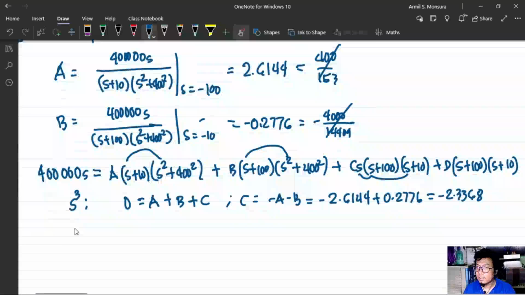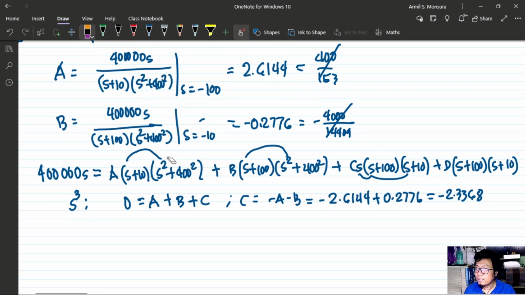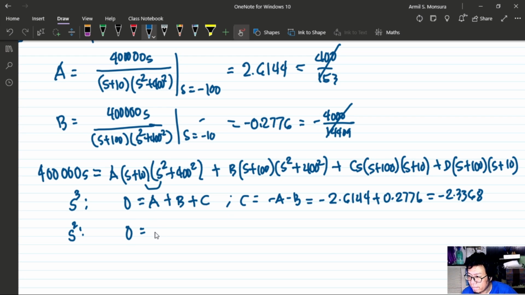While D, let's find now those factors that would produce s squared. If you multiply this and this, s squared, no? Again, on the left side, there's no s squared term, so therefore the coefficient of that is 0. If you multiply this and this, you would have an s squared term, so you would have 10a as its coefficient. While here you would have this and this. If you multiply those two, you would have 100b.